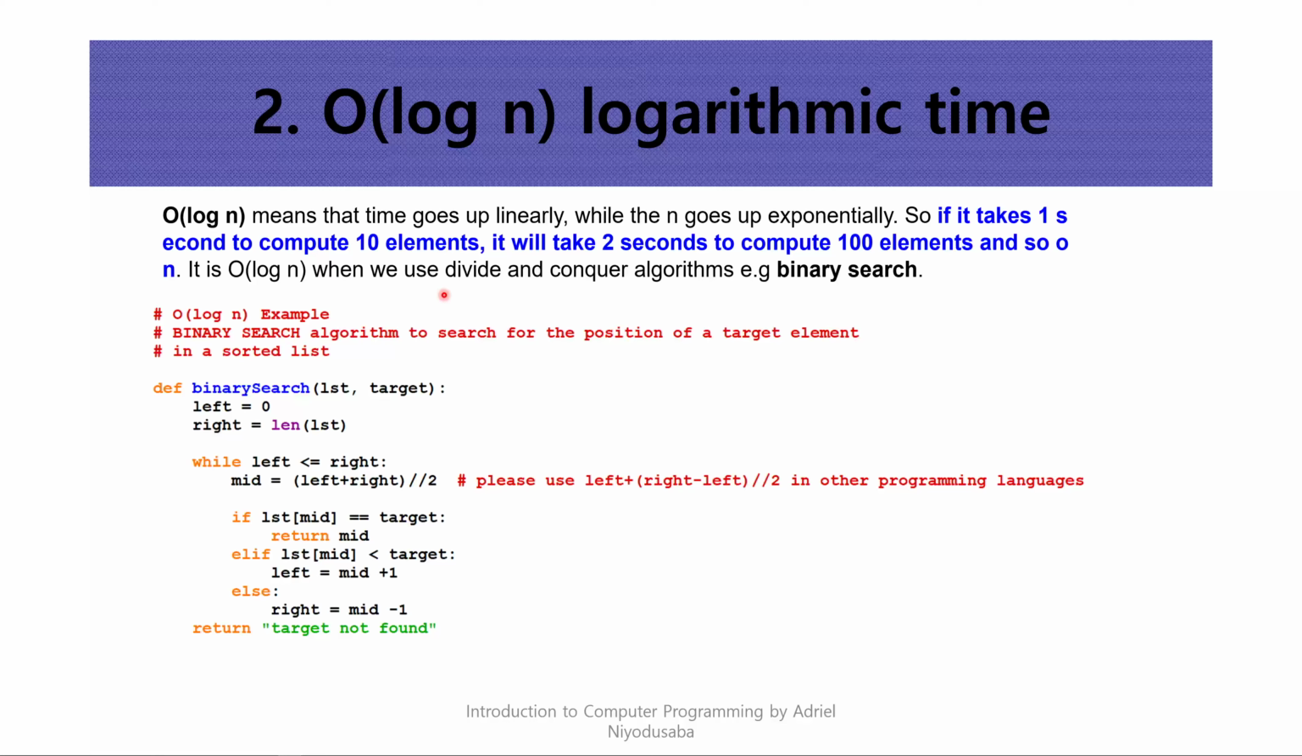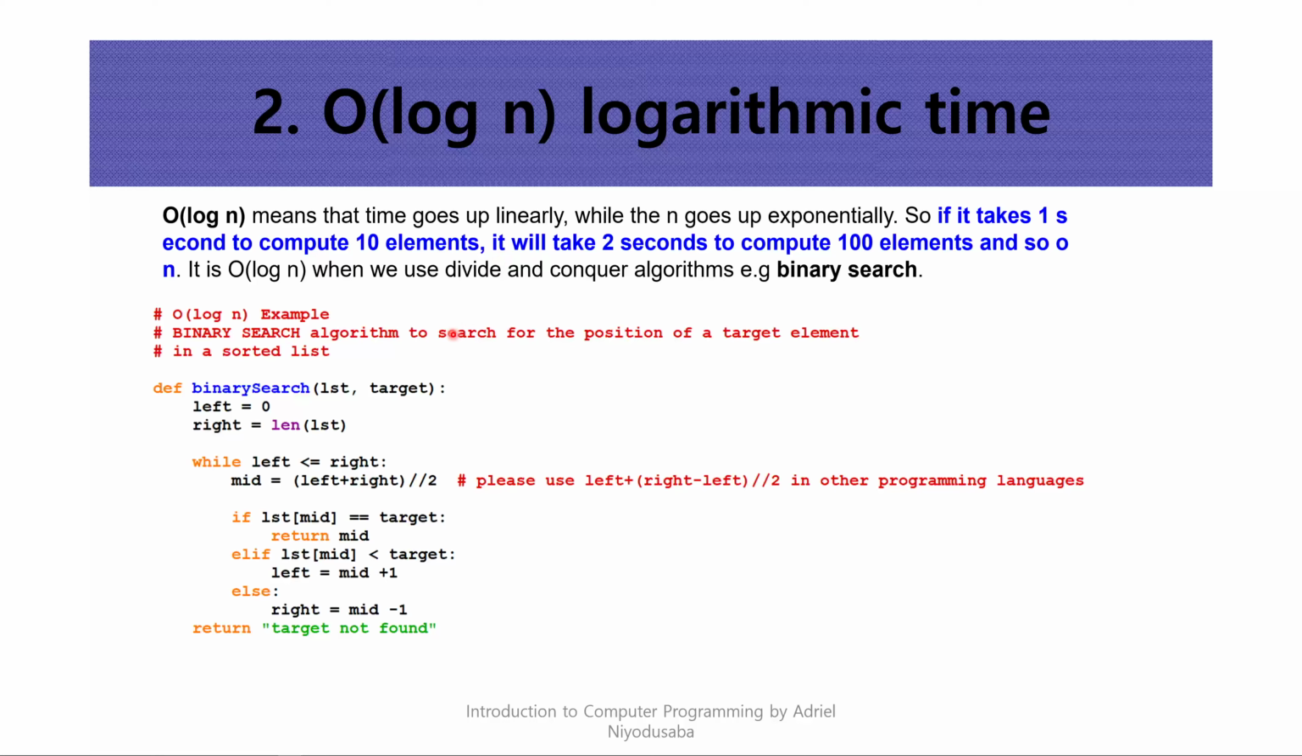I hope that makes sense. And so what we do is we will abandon that entire half of the inputs, because we know the answer cannot be there. In the same way, if the middle element is way bigger than the number we want, we know the answer can only be on the left, because everything after the middle element is even bigger than the middle element.